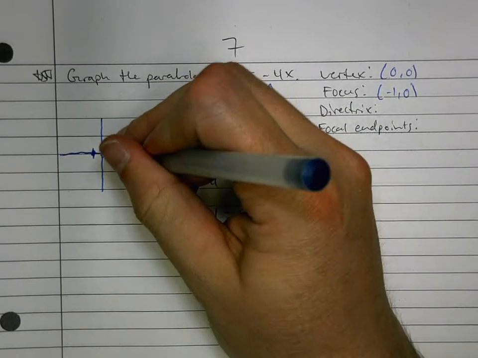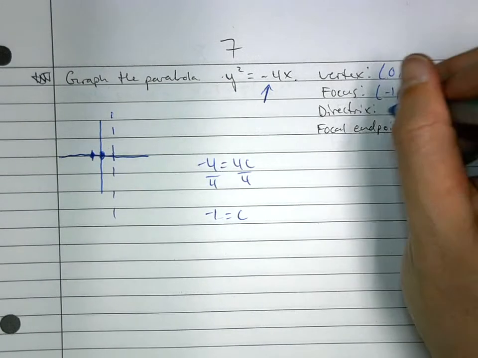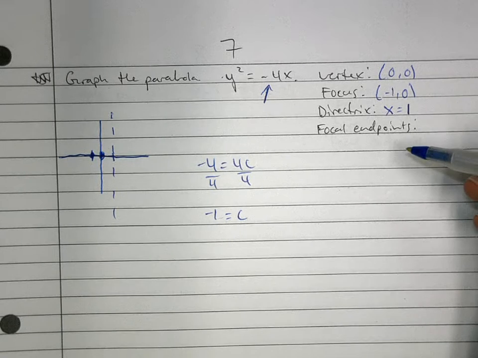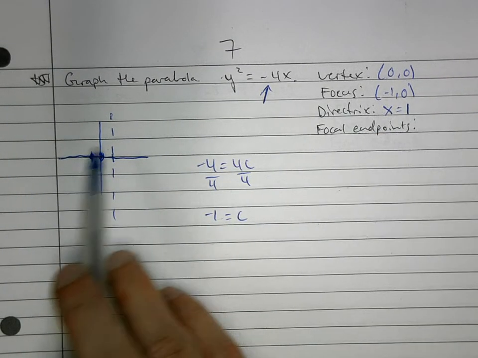You're going to go 1 to the right, and that is your directrix. So that's x equals positive 1. If the line is vertical, it's an x equals graph. If it's horizontal, it'll be y equals.